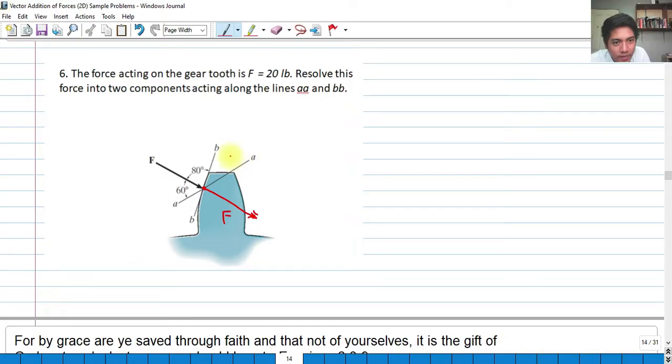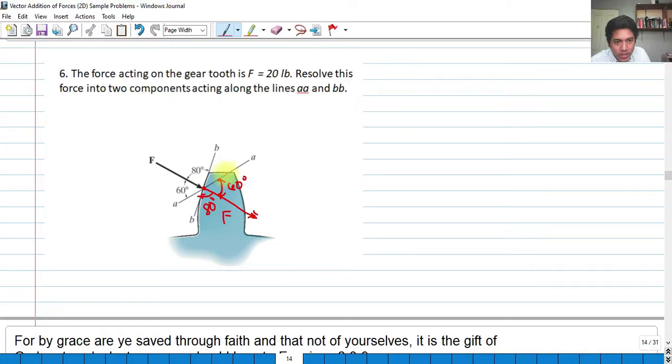And as you can see here, if this is my force, this angle should be 80 degrees and this angle should be 60 degrees. Agree or not? Because that is vertical angles. This is 80 degrees because of this, 60 degrees because of this. Vertical angles are congruent.